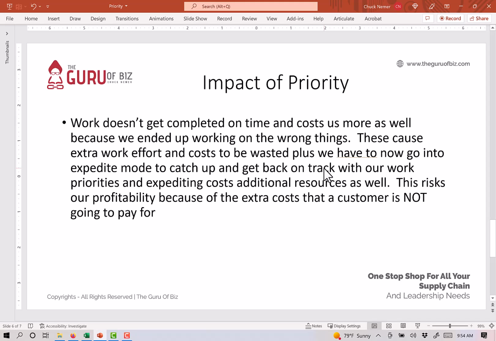The risk to our profitability because of the extra costs is that a customer is not going to pay for it. We made a commitment to them. If we're not doing our work in the right way, in the right sequence, at the right time, that becomes our responsibility.